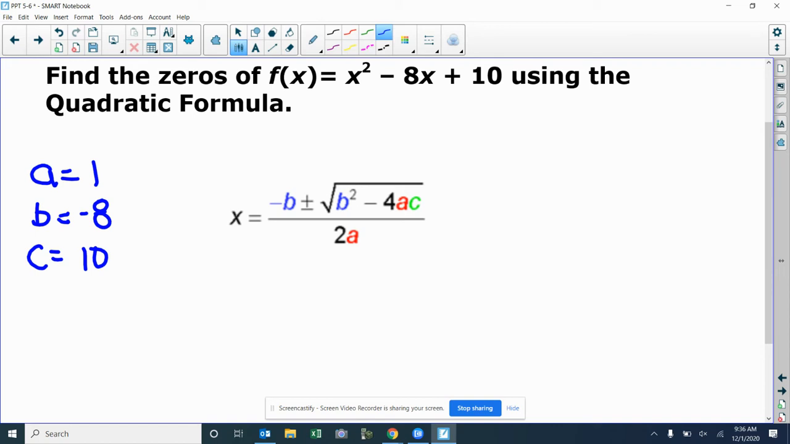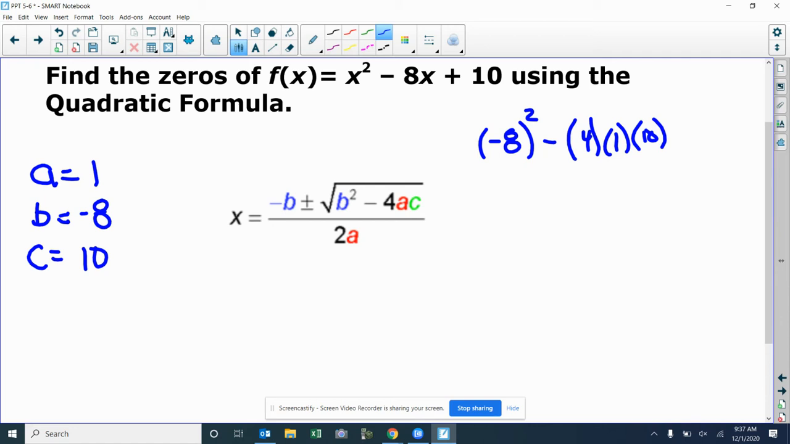So I'm going to put negative 8 in a bracket and square it. Minus 4 times my A, which is 1, times my C, which is 10. Is that right? What am I getting there? 24 is correct. Okay, I'm getting 24.